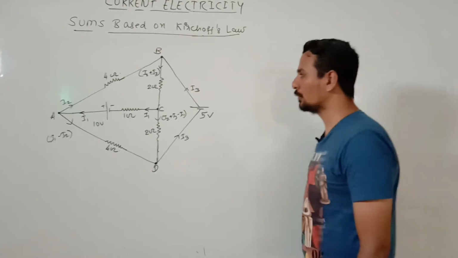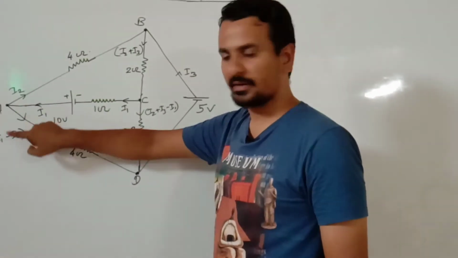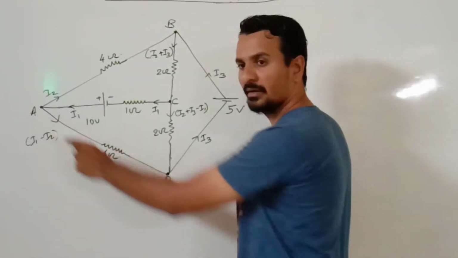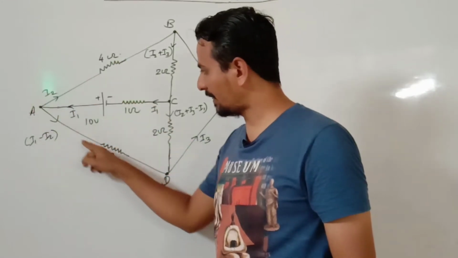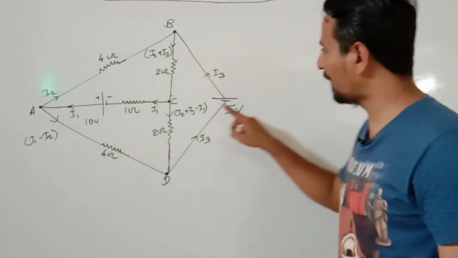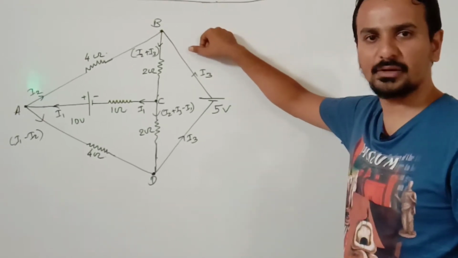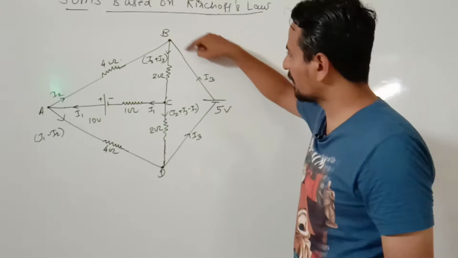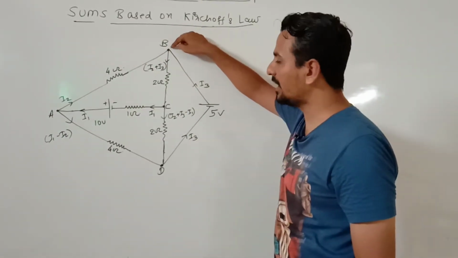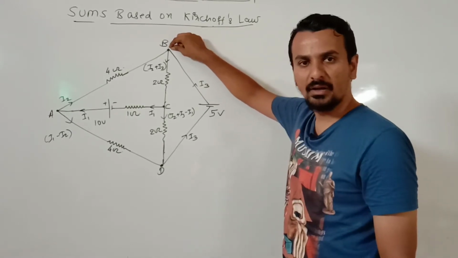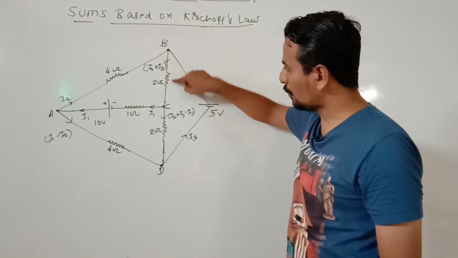Let me explain again. I1 is the current flowing from the 10 volt battery, right? Point A is defined as the junction point. From I1, I2 current flows in this branch, the remaining I1 minus I2 will flow in this branch. There is another battery of 5 volt. Let us say that I3 is the current coming out from the positive terminal of the battery. So I3 current comes from the 5 volt battery, I2 current reaches point B. This is again a junction, so the currents get united. So I2 plus I3 will be the current flowing through the 2 ohm resistor.